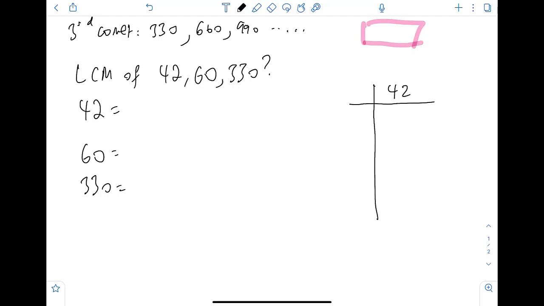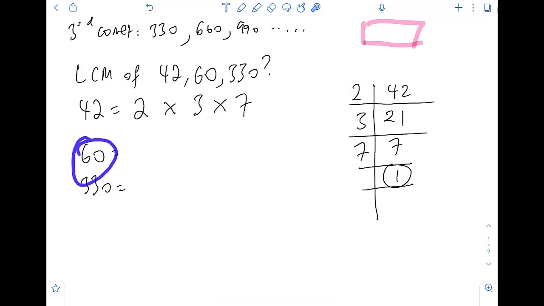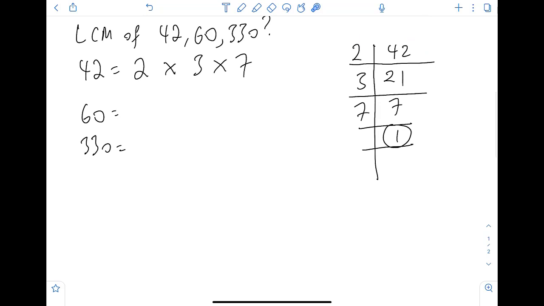That will be 2. Divide by 2, and you get 21. 21 cannot divide by 2. The next prime number is 3. You can divide by 3 to get 7. 7 divided by 7, you achieve 1. Finish. So 42 is 2 times 3 times 7. So friends, do the same thing for 60 and 330 as well.